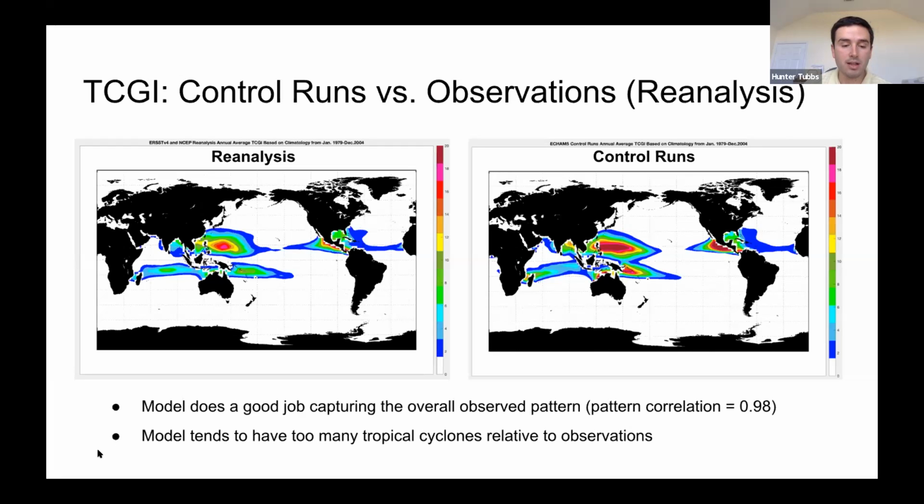As I said, they tend to do a pretty good job of capturing the overall observed pattern. And in order to show that more mathematically, I calculated a pattern correlation coefficient, with a value of 0.98 obtained. And as we know, we want the value as close to +1 as possible. So the model is doing a very good job of capturing the overall pattern. However, it does tend to be overestimating a bit the number of tropical cyclones, at least in the control runs compared to reanalysis data.